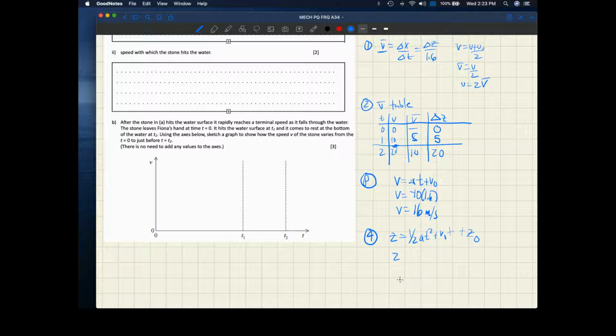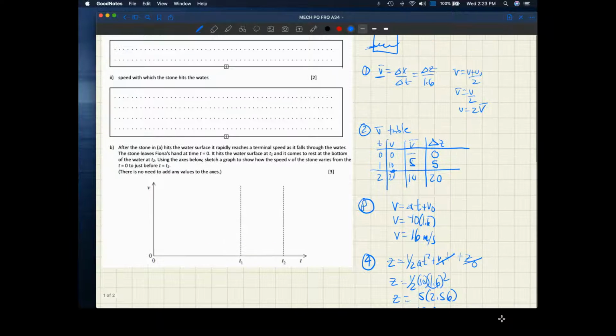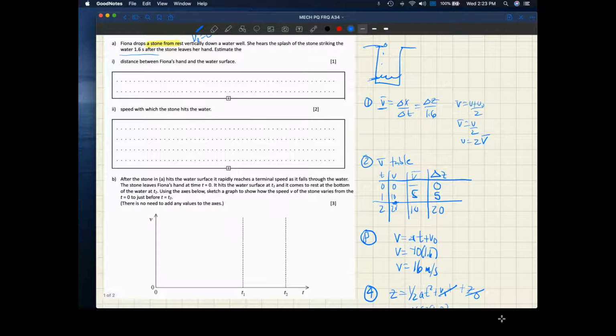And let's see, we're looking for z. We've got an acceleration of 10 and 1.6 seconds squared. Initial velocity is 0 and the starting position is 0. So we have z equals 5 times 2.56. And that gives us 12.8 meters. And so to two significant digits, that would be 13 meters. And the reason it's two significant digits is because we're given 1.6 seconds. So that's going to determine that. So the distance would be 12.8, which is 13 meters.